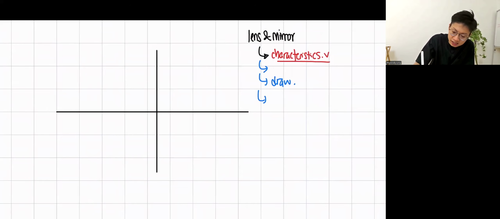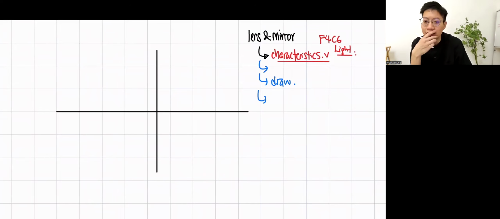What chapter is this? This is Form 4 Chapter 6 Light. Now, the reason why we're doing Form 4 Chapter 6 Light is because your midterm exam, which is 1 month later, you are going to be tested on light.